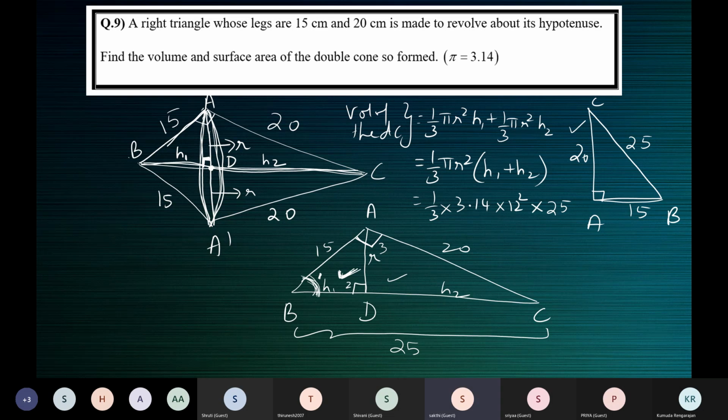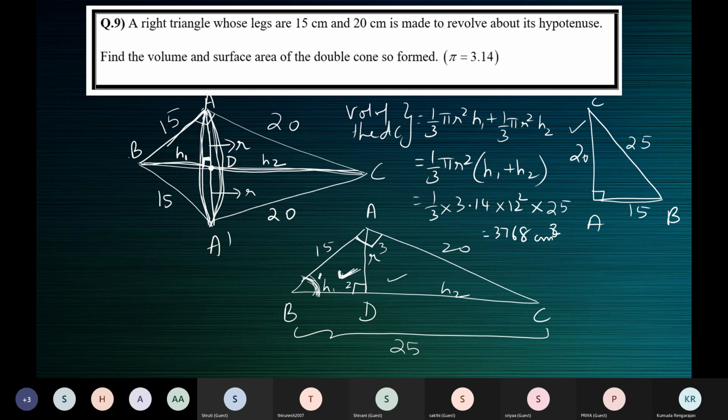3768. Okay, I'll just go with your answer. I have not calculated. 3768, is it? Yes. Exactly 3768, Shakti? Yes, ma'am. Very good. Let me also check. I have the calculator beside me. 3.14 into 144 into 25 divided by 3. Perfect. 3768 centimeter cube. Volume is in centimeter cube.